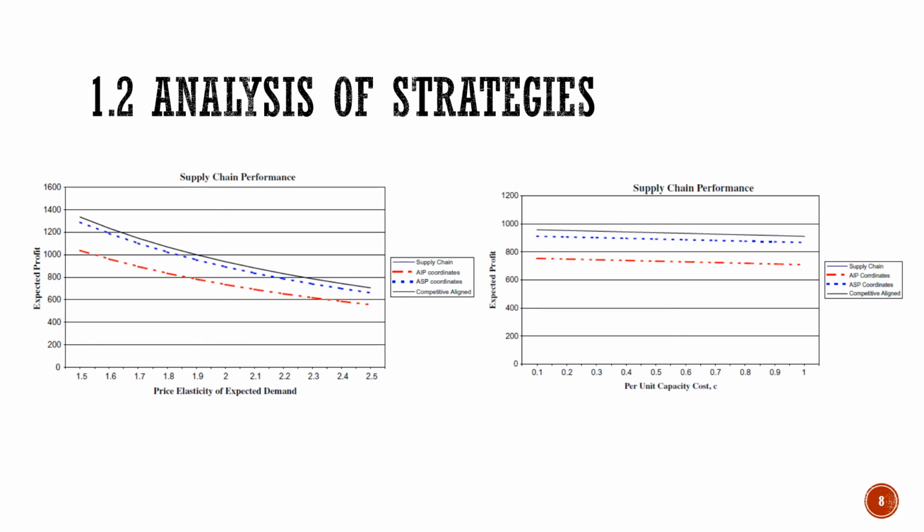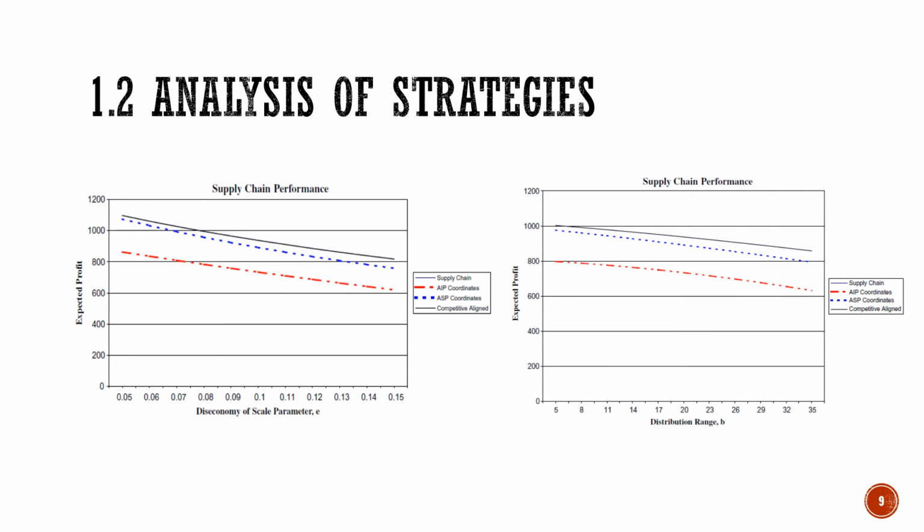To analyze these four scenarios, we have used the results from numerical analysis. So the first graph shows the parameter of price elasticity of expected demand. In this case, competitive aligned, which is scenario 4, shows the maximum profit in terms of supply chain performance. In another scenario where the parameter is per unit capacity cost C, here also competitive aligned holds the maximum profit in case of the supply chain performance.